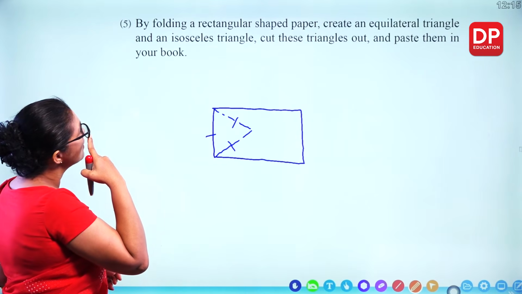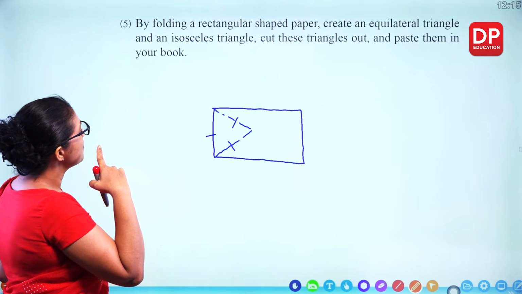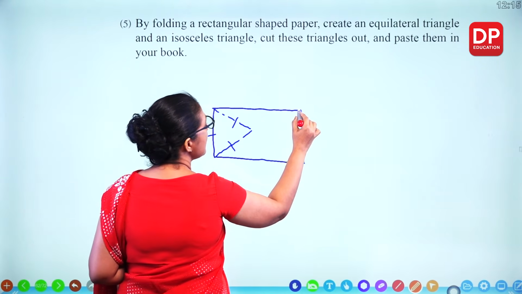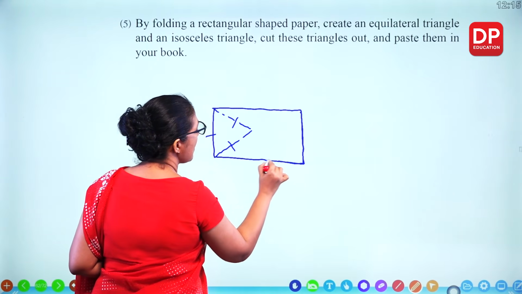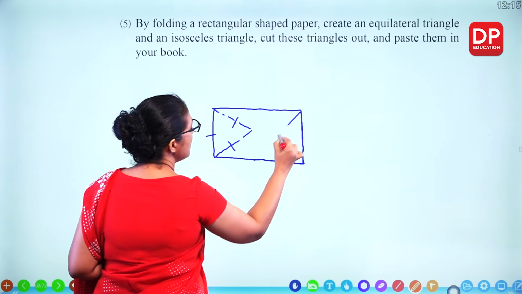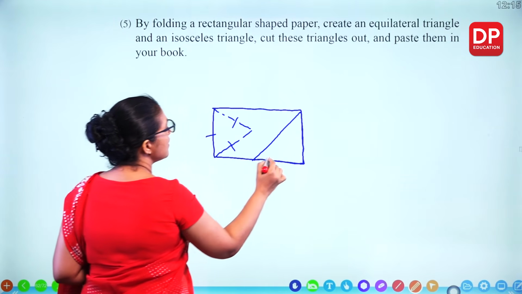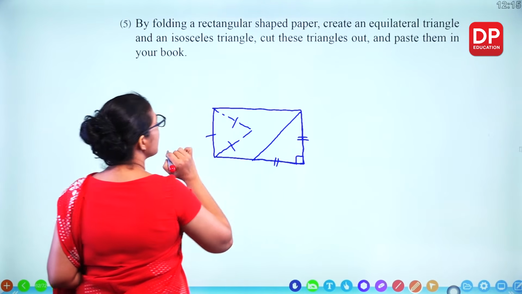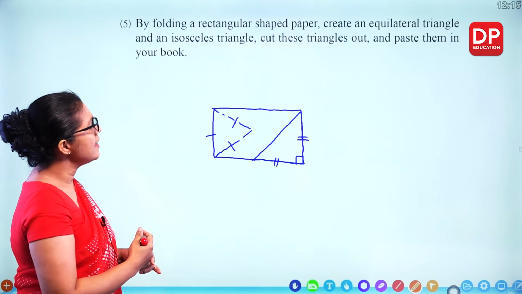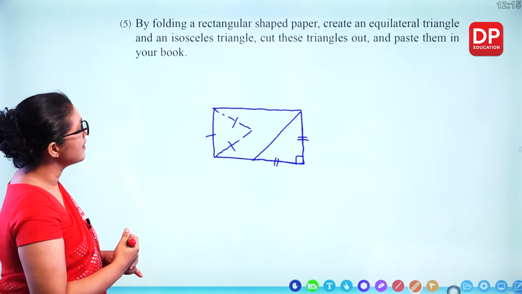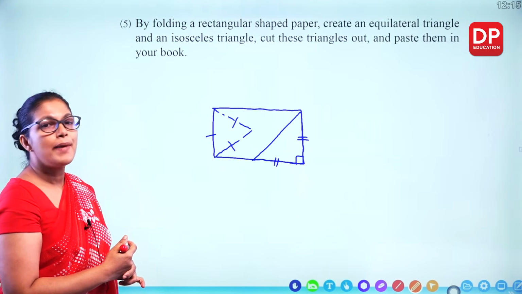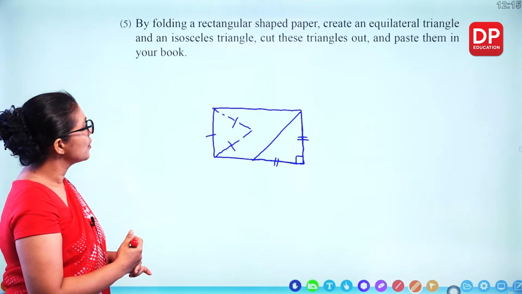You can cut it. Isosceles means two lengths are equal. So you can take this height and this height both equal, and you can cut a triangle like this. So that's an isosceles triangle. So you can do that and you can paste it in your book.